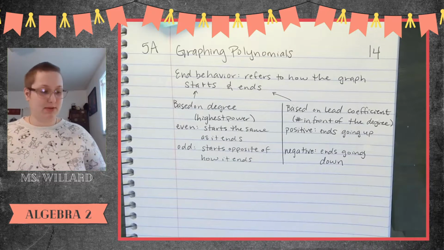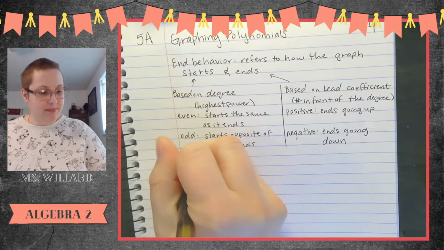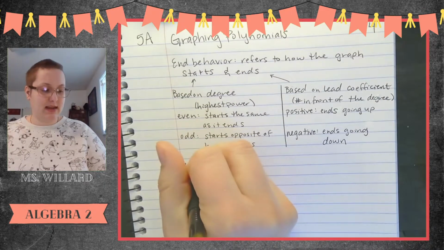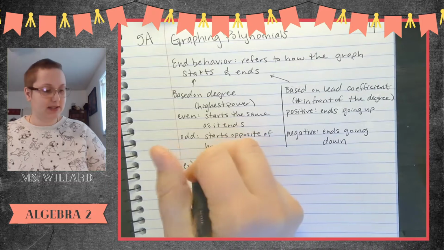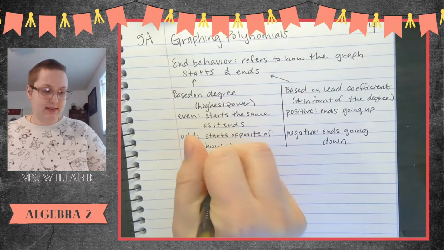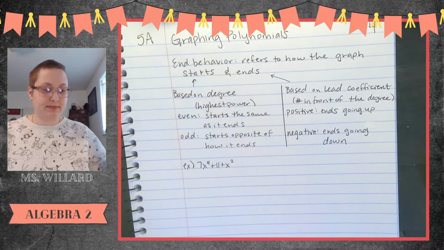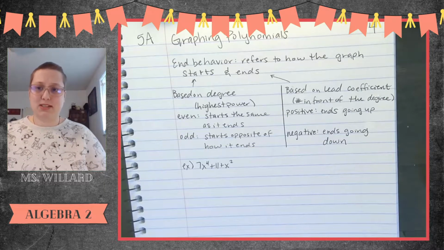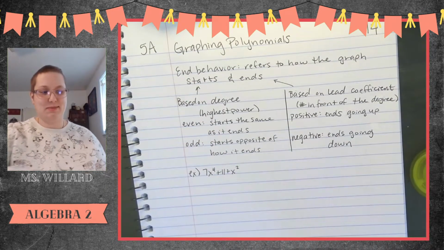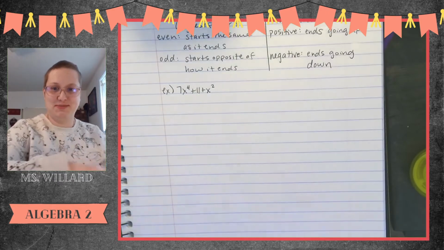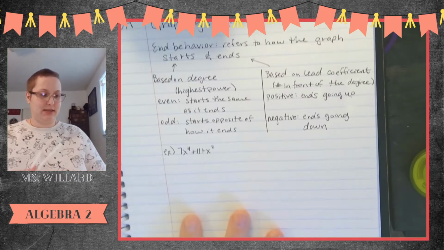Okay, so for example, if I have the graph 7x to the 4th plus x squared plus 11. Let me get some colors. I don't watch sports, but I heard the Seahawks did badly, so we're gonna give them some mojo. Okay, so actually I'm gonna show you everything.